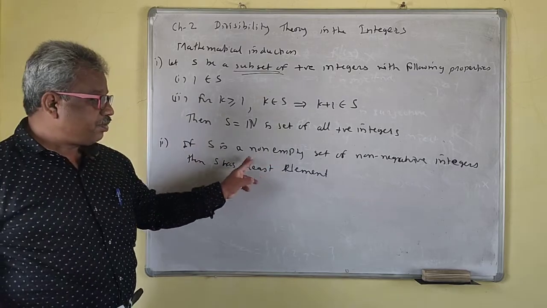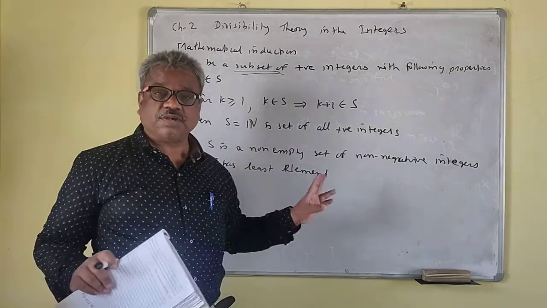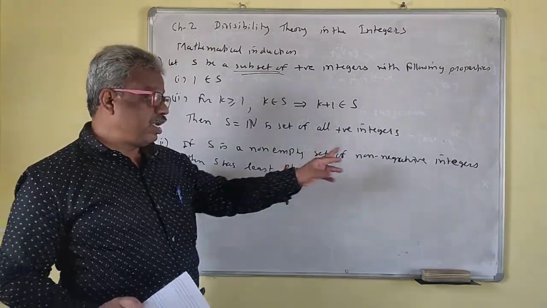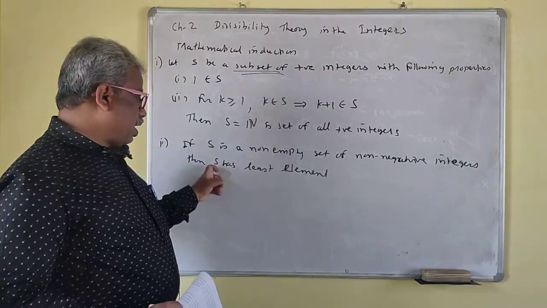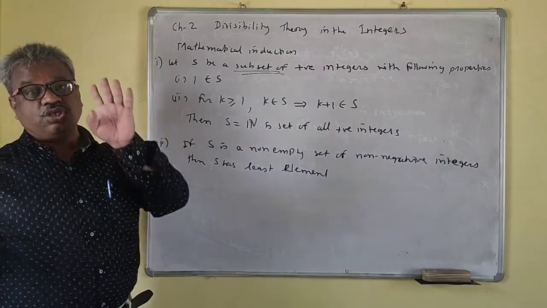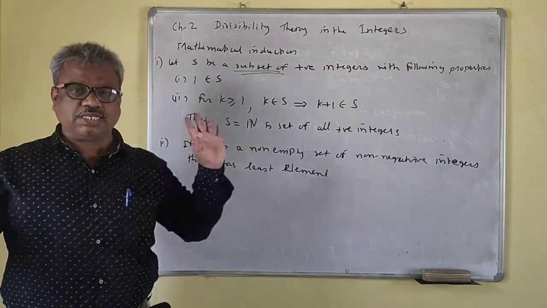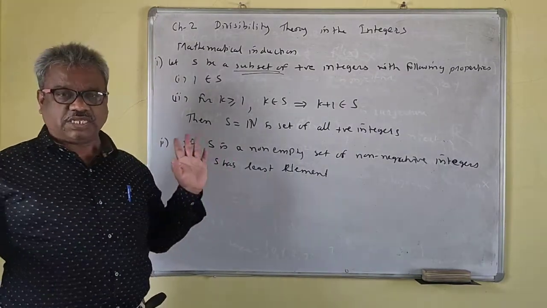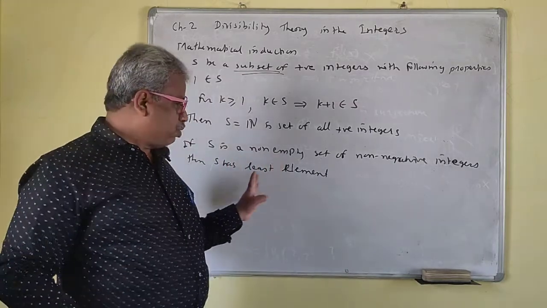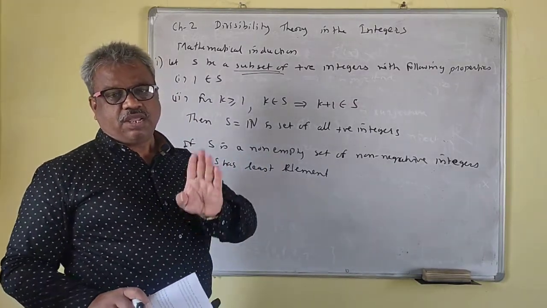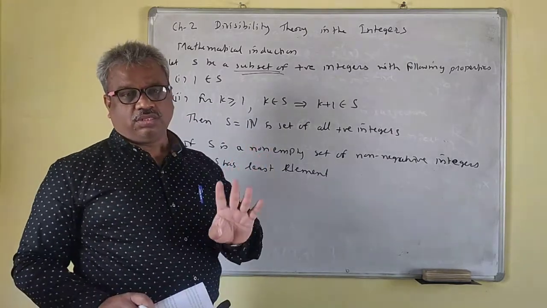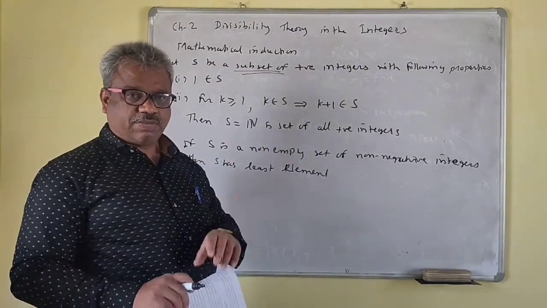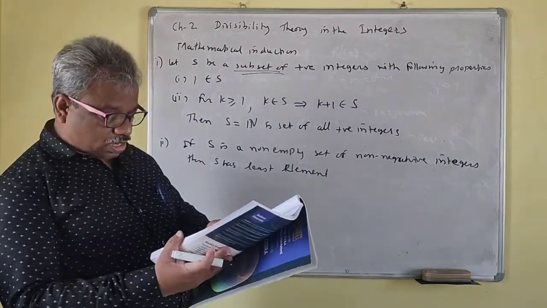Now suppose S is a non-empty subset of non-negative integers. Then it has a least element, that means it has the smallest element. What about the largest? We don't know whether it has the largest element. We cannot say anything about the largest element, but we can say there is a smallest element, the least element. That is the well ordering principle.